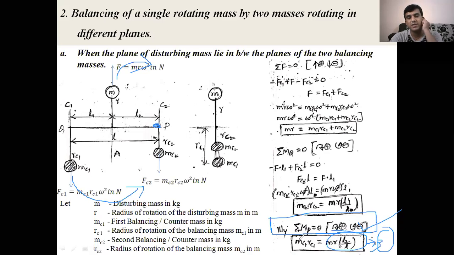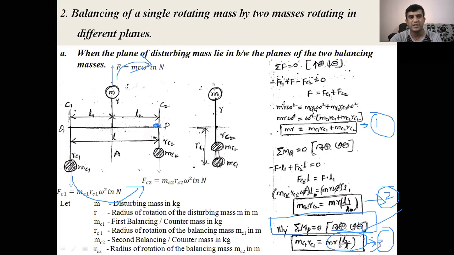This is what type of balancing here? Dynamic balancing. One is static balancing. This is equation number 1, due to static balancing. First you should satisfy this. Now you go for dynamic balancing. This is equation number 2. You should satisfy this one. Then equation number 3. Then you can easily calculate MC1, RC1, MC2 and RC2 by given RC1 and RC2 value.